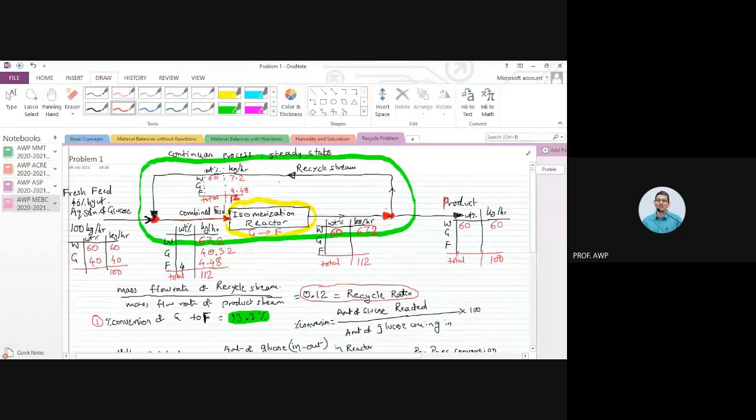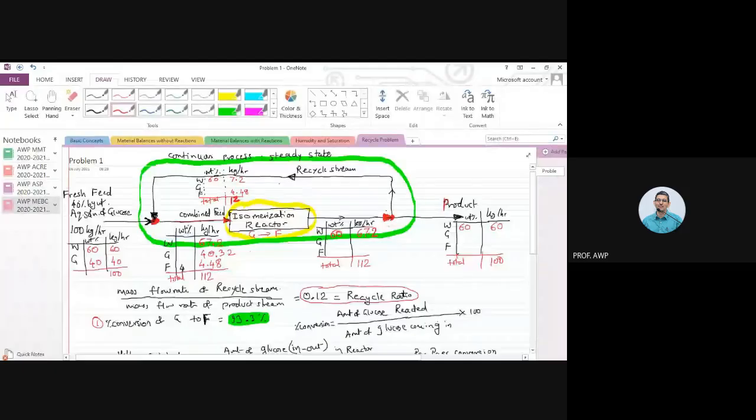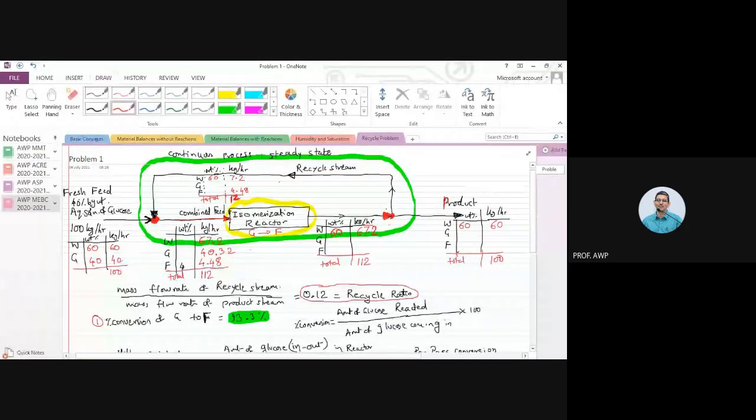Again, look at this point where the fresh feed and the recycled feed mix. Glucose coming in is 40 kg per hour. Glucose going in the combined feed is 40.32 kg per hour. So that means this 0.32 kg per hour of glucose must be coming in from the recycle stream. Okay, we are almost there.